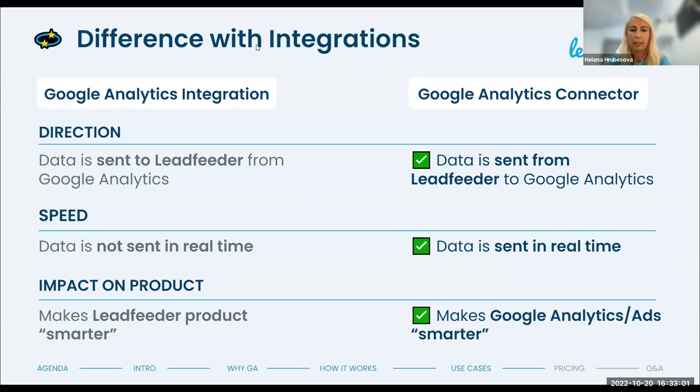Because it is sent in real time, there's slightly less time to do all the matching we have to do. So there might be a slight difference between the data you get into Google Analytics through the connector and what you will see in your web visitor. So don't be surprised. Okay, if you can go to the next slide, please.